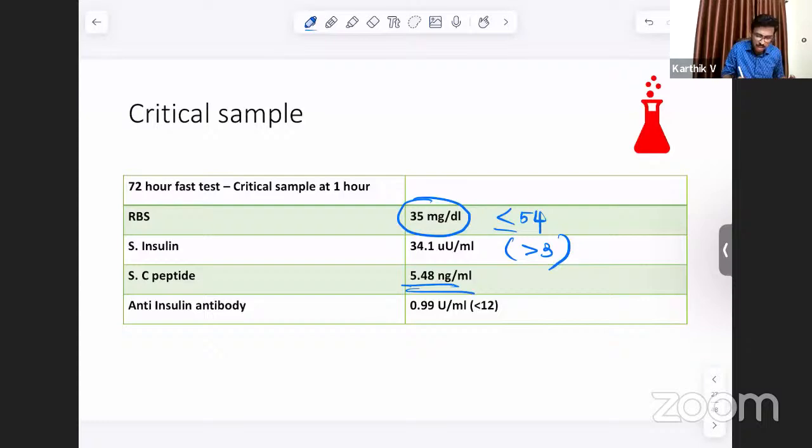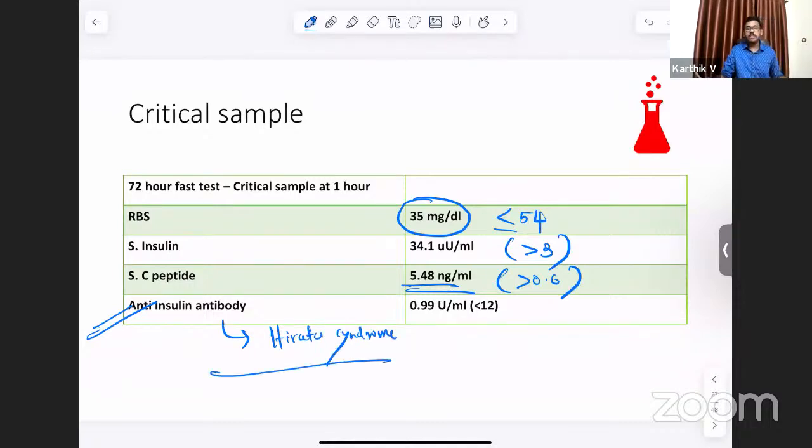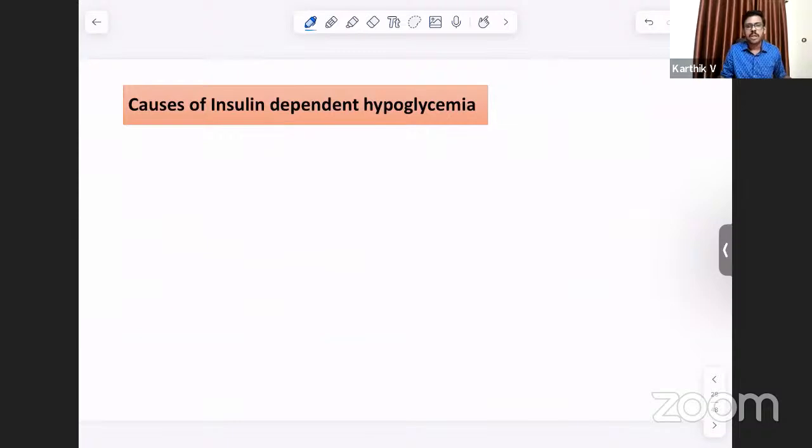And look at the C-peptide. The cutoff was only 0.6 nanogram per ml. It is 5.4. And anti-insulin antibody, it is a screening test that you use for Hirata syndrome, which I will be dealing with later on. That is negative. So in this patient, we have clearly demonstrated insulin dependent hypoglycemia. Okay, insulin dependent hypoglycemia.